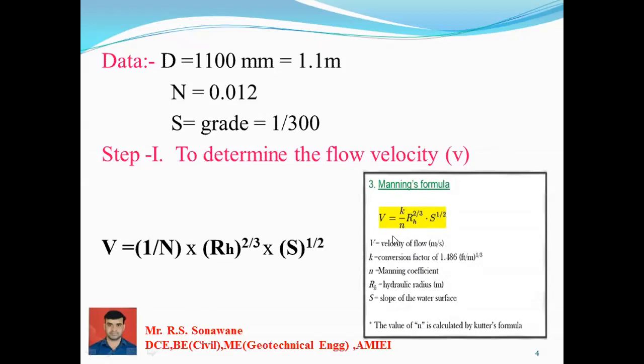This was already explained in the previous lecture. Here the Manning coefficient is given, so rewrite this formula in this format. The K value is considered as 1 only here, that is for the meter unit, or it doesn't matter. So we are taking the round figure: V is equal to 1 upon n into R_H, where R_H is the hydraulic radius, raised to 2 by 3, and slope raised to the half.